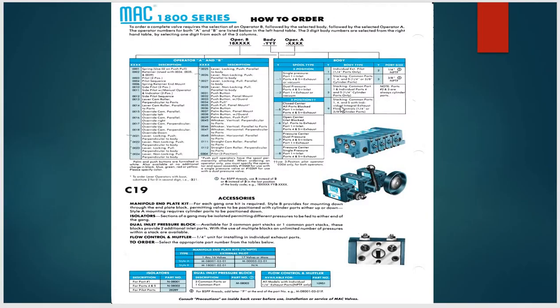Here's the page that we are using, or the valves that we're using. Ours are the 1800 series, and this is how you go about ordering them, or if you've got the valve in front of you, how you would be able to figure out what the actuators are on this particular valve body, or should be on this particular valve body.